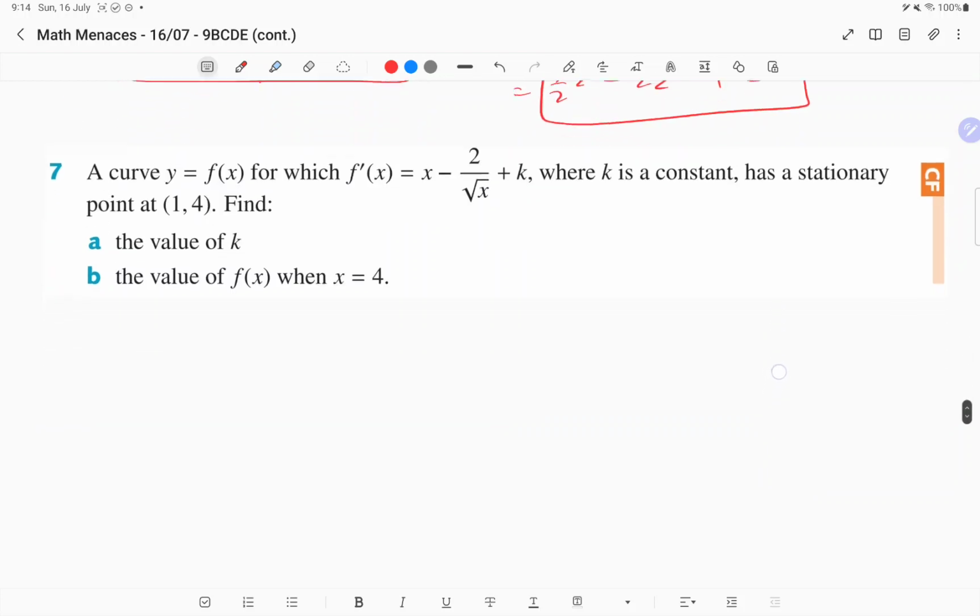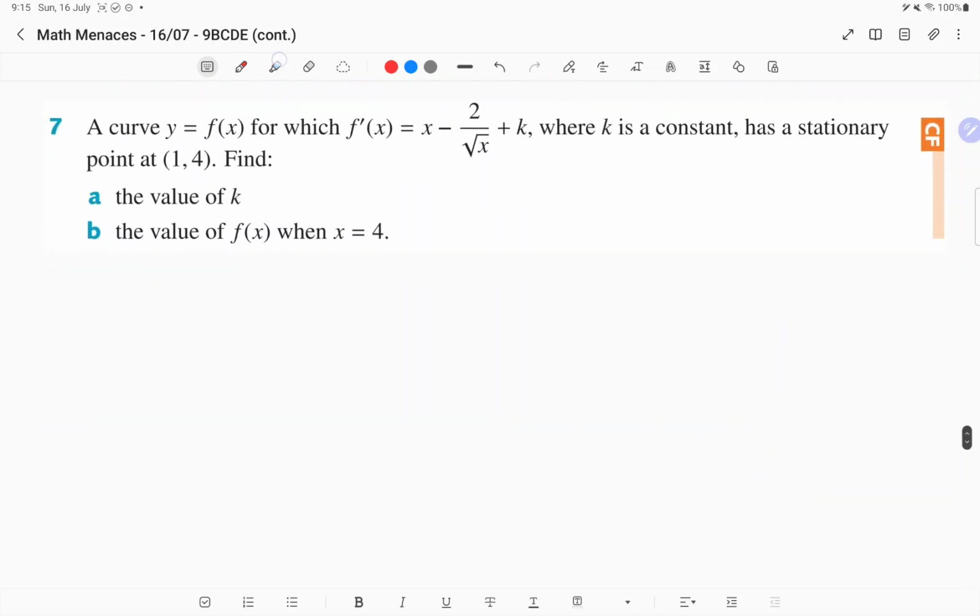A curve y equals f(x) for which the derivative, so in the next exam you will have both the original function and the derivative. So you need to know when to derive, when to antiderive. So watch out for notations very carefully. You see the dash, that's a derivative. And then that will be x minus that one plus k. K is a constant and it has a stationary point at (1, 4).